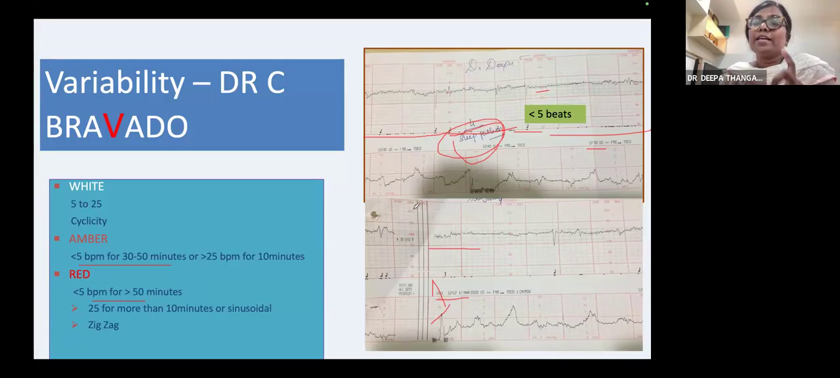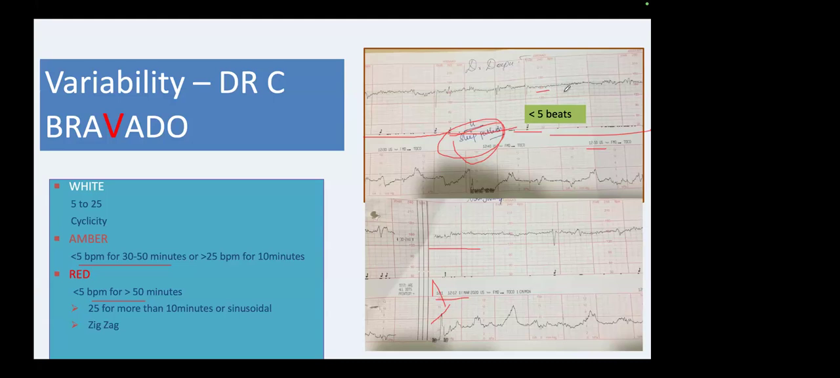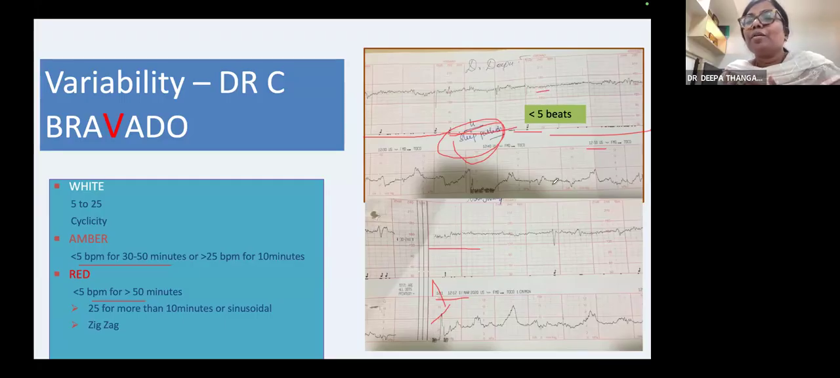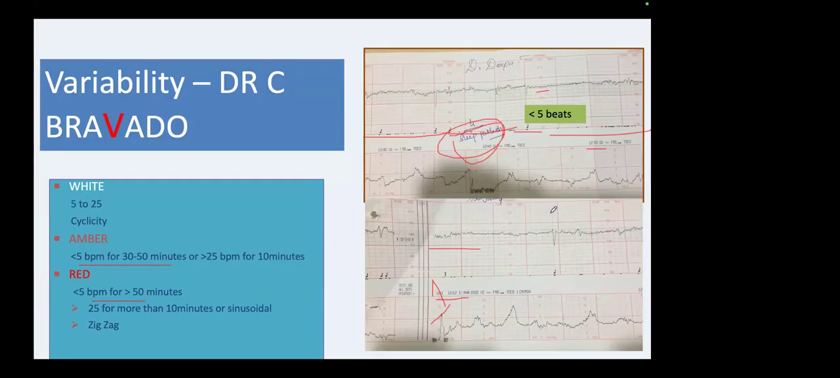Suppose I say this is a 40-weeker with a baseline heart rate of 150 beats per minute and reduced variability. What do you suggest? First, resuscitate, ma'am. Left lateral position. Then continue the CTG for another 40 minutes, followed by PV examination.